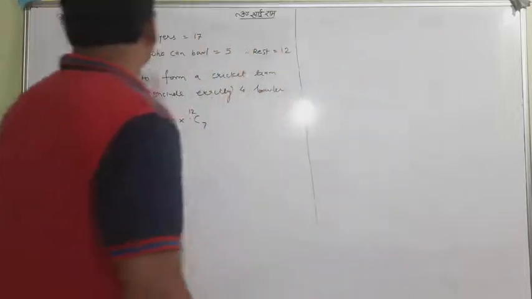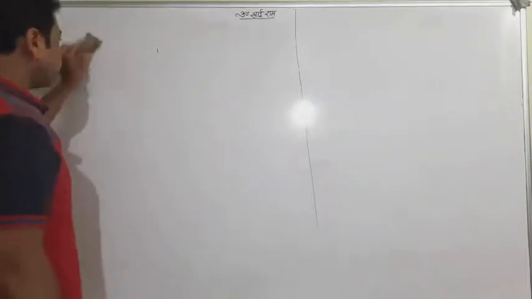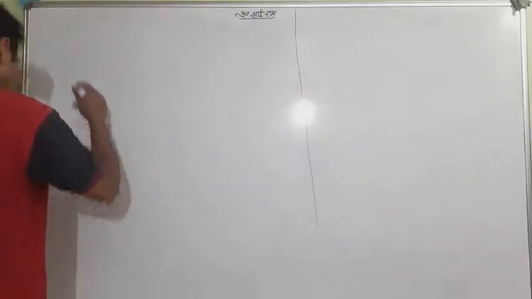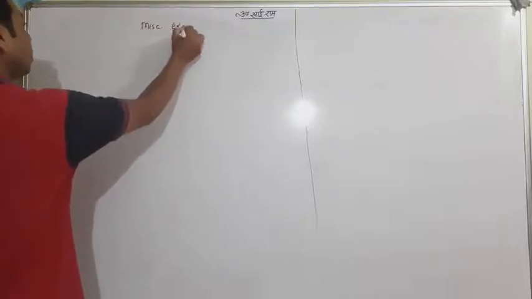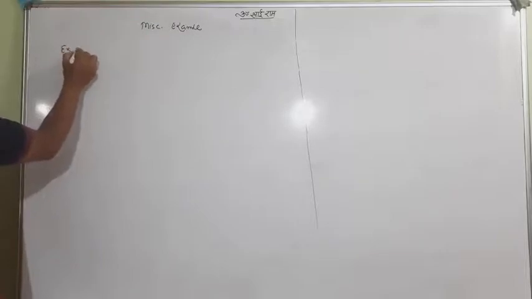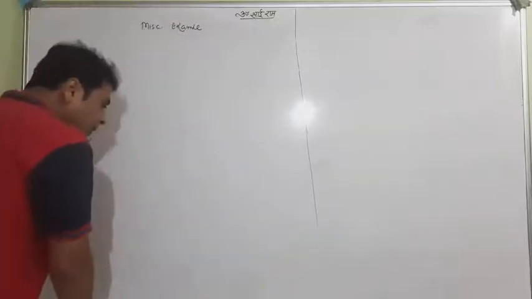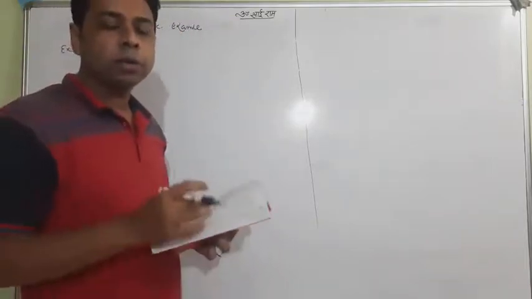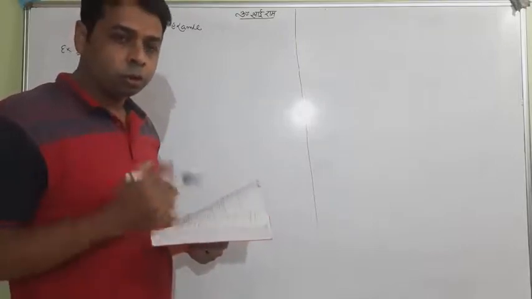Okay, now this was one of the questions which I wanted to share from the exercise. I'll go on to the miscellaneous examples. So example number 20. Example 20 is actually a good one in which permutation and combination are both included. So look at the question.